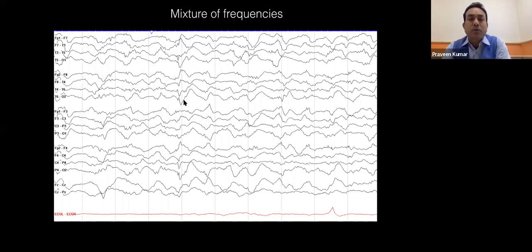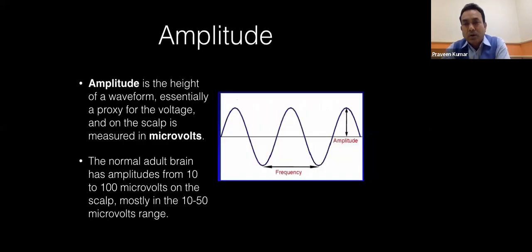But if you look at this part, you find that on top of these waves there are small waves also, like these ones, maybe better seen in this location, these small waves over the slower waves. So what we call this is a mixture of frequency. This is predominantly delta wave with superimposed beta activities, which we can see in a child who is comatose and is receiving midazolam infusion or those kinds of drugs. So this is superimposed beta over the delta wave, a mixture of frequencies.